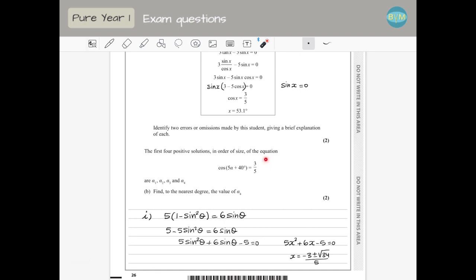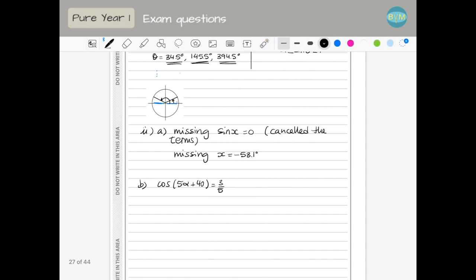So what I'm going to do is cos minus 1 of this. Cos minus 1 is the same as here. So my angle is going to be 53.1. That's my first solution, 53.1. So 5 alpha plus 40 equals 53.1 is the first positive solution. When I subtract 40 and divide by 5, I have 2.62. So that one would be 2.62.